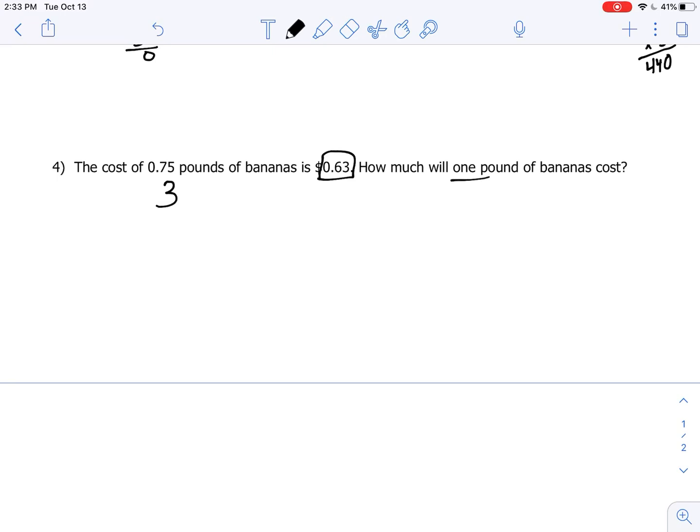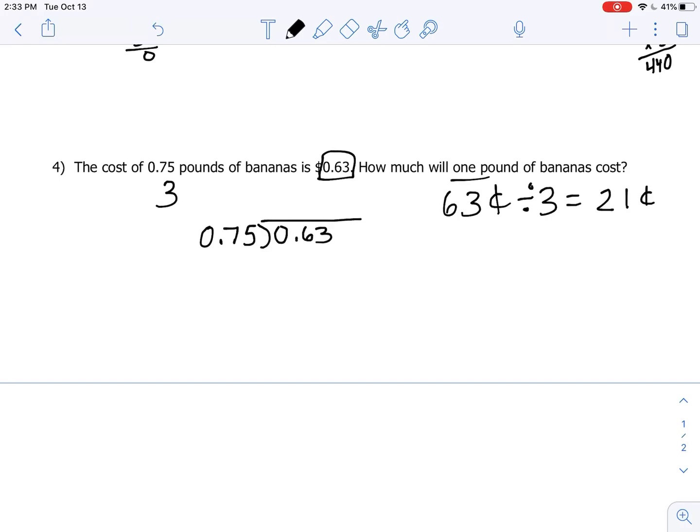If we want to know how much 1 pound costs, we're going to take that 63 cents and divide it by 3, the 3 pounds, and that means each pound would cost 21 cents. So what did we do? We divided the money, the cost, by the number of pounds. So we're going to do that over here. Our pounds will go on the outside. That's what we're dividing by. And our cost will be on the inside of our division sign.